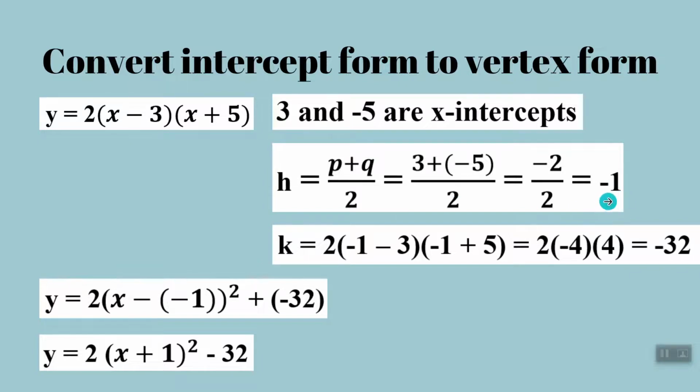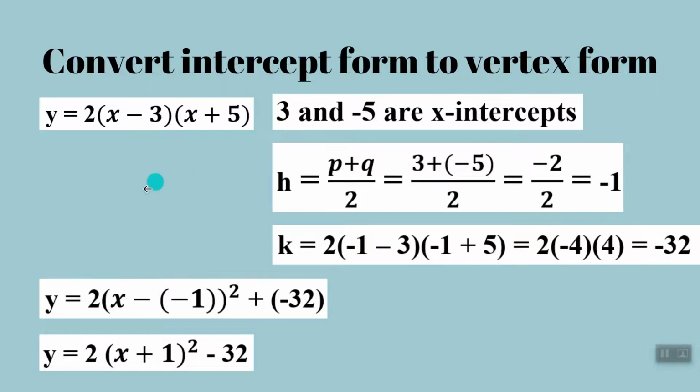Minus 1 represents the x coordinate of the vertex. So if it represents the x coordinate of the vertex, it means this point on the graph. So I'll put this x value into the original function in order to get the y. When I put minus 1 instead of x in the original function, our k, which means the y coordinate of the vertex, will be equal to minus 32. So right now, we have the coordinates of the vertex, which are minus 1 and minus 32.